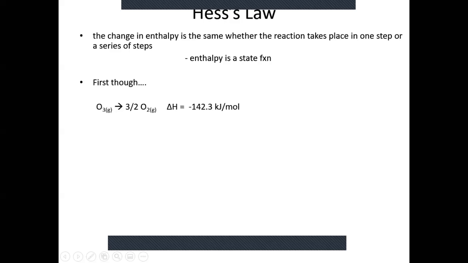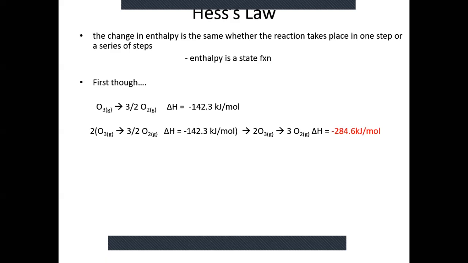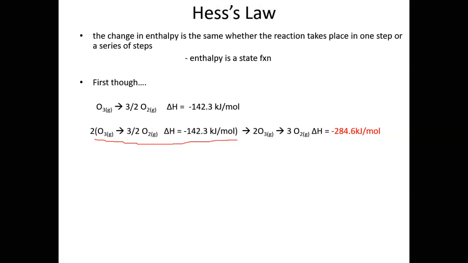So for example, we have this reaction. Ozone decomposes into O2. It's an exothermic reaction. One thing we can do to this is we can multiply it by a coefficient. So let's say instead of 1 mole of ozone, we want to know how much heat 2 moles of ozone would produce. So what we do is we multiply the whole equation and the delta H by 2. And so now we'll know how much heat is produced when we have 2 moles of ozone that are decomposed. So that's one thing you can do to a chemical equation: you can multiply by a coefficient.